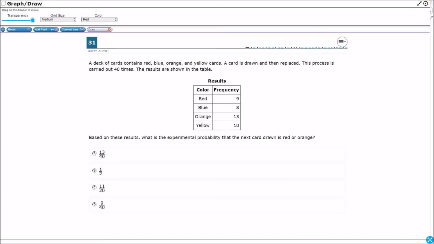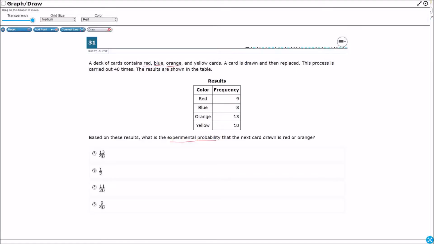All right, so we've got a deck of cards. And these are our four possibilities here: red, blue, orange, yellow. We have a card drawn out, and then it's replaced, and they already go ahead and tell us that this is experimental probability, right? So we don't actually know how the deck is filled with these different color cards.